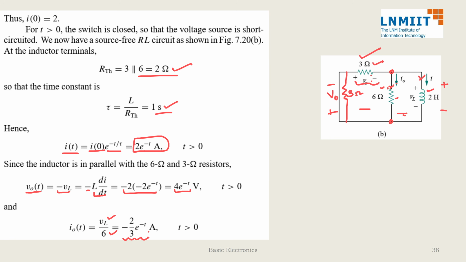So friends, first order RL circuit without any source, they will focus only on two things: finding I naught and tau. Then you get your characteristic equation. That means I of t is equal to I naught e raised to power minus t by tau. Once I have this equation, then start finding the other parameters.